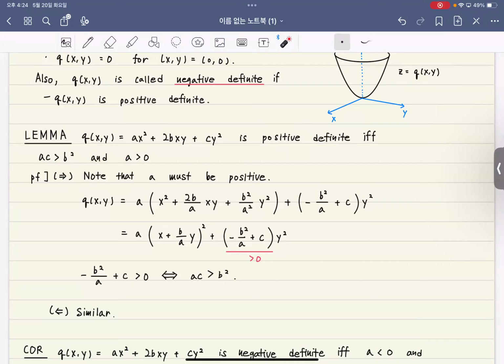Hey, hold on. This expression is somehow very familiar to me. Can you recognize this? This is the discriminant of the quadratic polynomial, right?